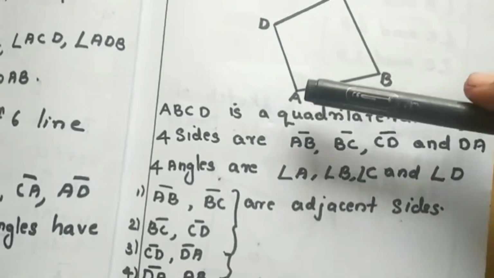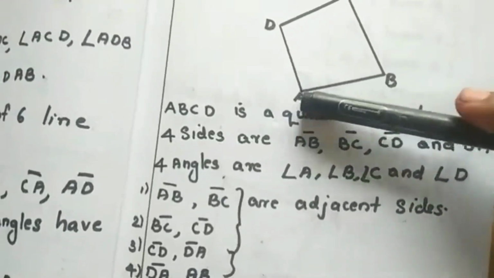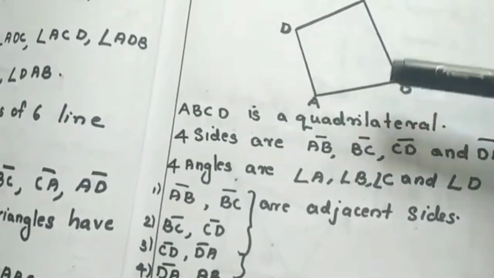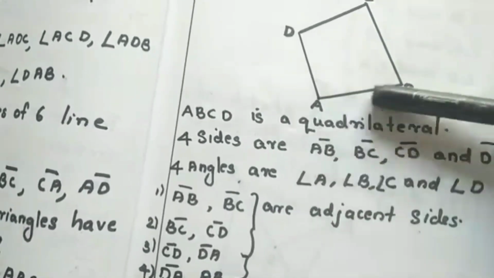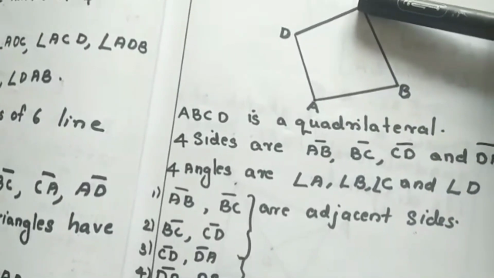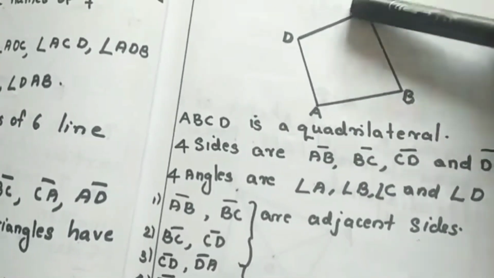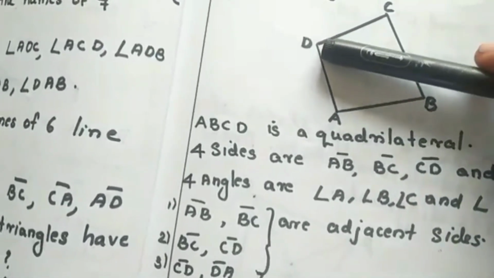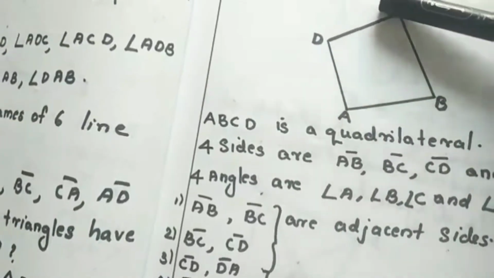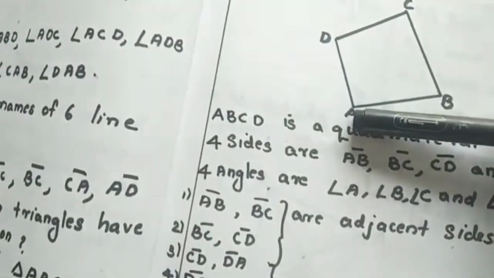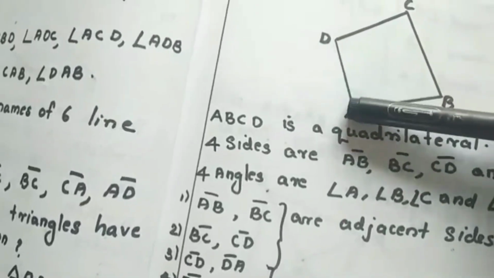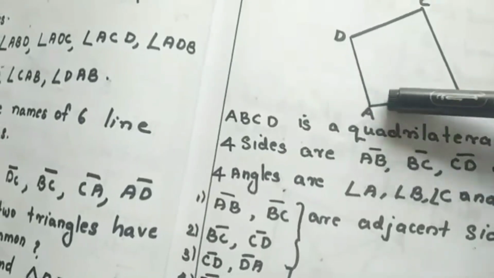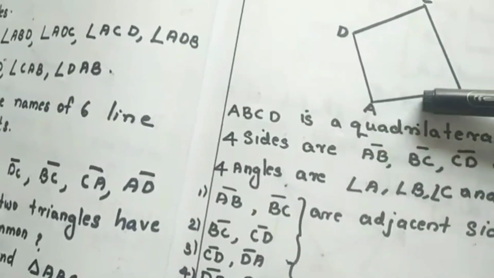Which are the adjacent sides? Adjacent means nearby sides, or sides which have a common vertex. AB and BC have the common vertex B. So AB and BC are adjacent sides. Next one, BC and CD have a common vertex. So BC and CD are adjacent sides. CD and DA are the next adjacent sides. Next pair is DA and AB. This is very simple to identify. Adjacent means nearby sides.